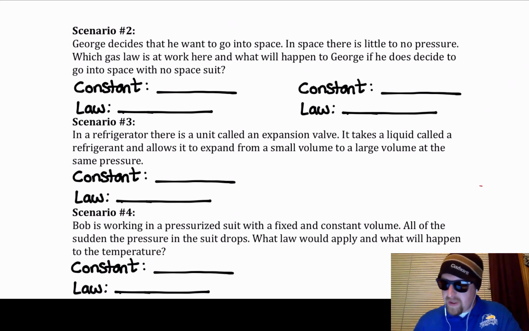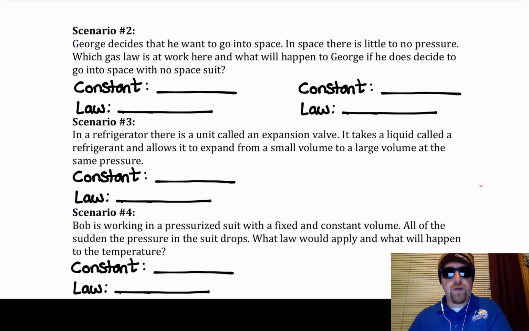Today I want to talk about these various scenarios, and I want to just quickly recall what the different gas laws are. So we have Charles' law, Boyle's law, and Gay-Lussac's law. In Charles' law, we're going to have constant pressure. In Boyle's law, constant temperature, and in Gay-Lussac's law, constant volume. So let's go ahead and take a look at what we're going to be working with today.